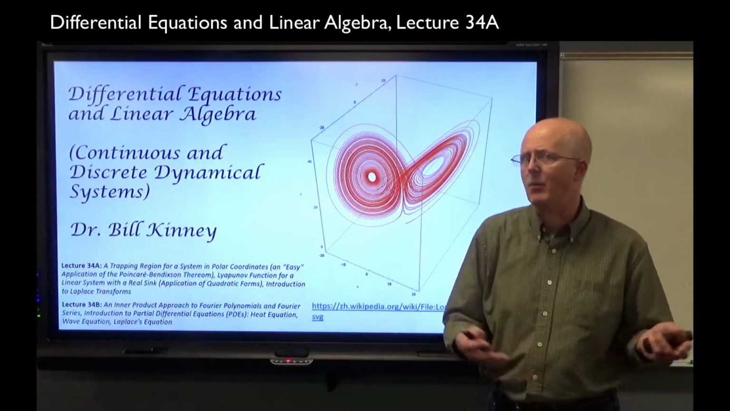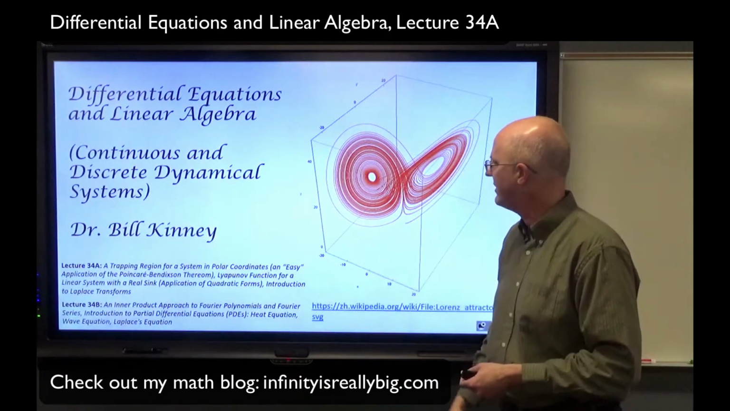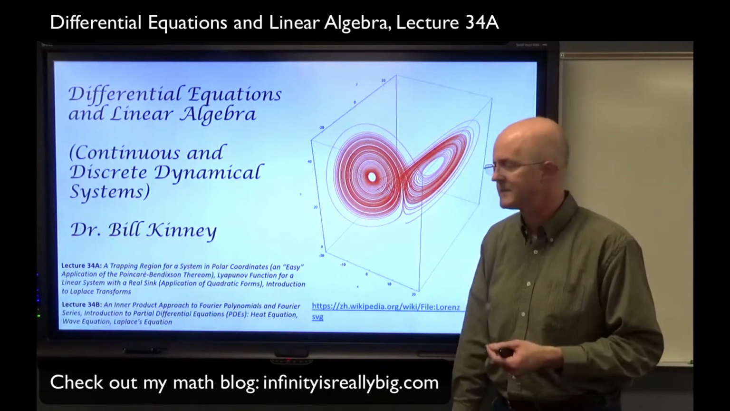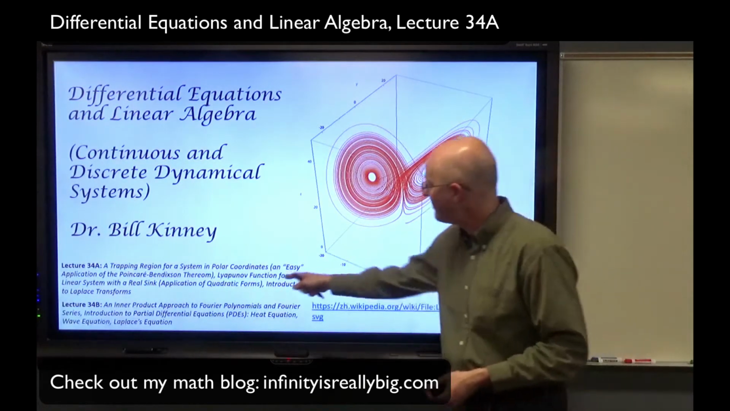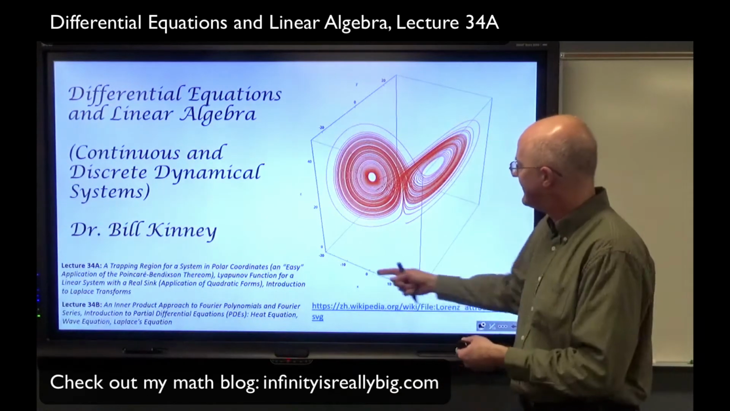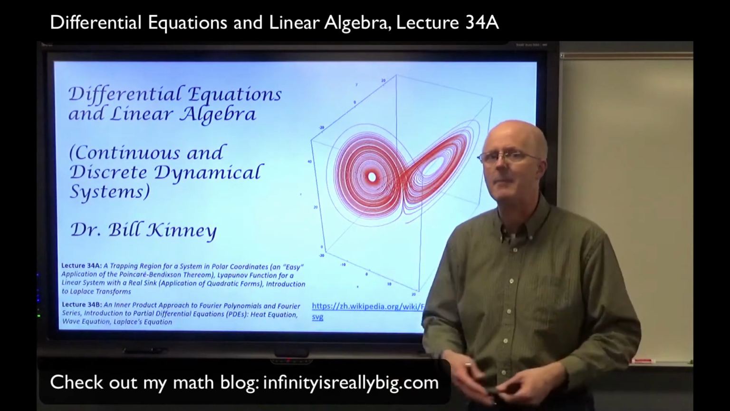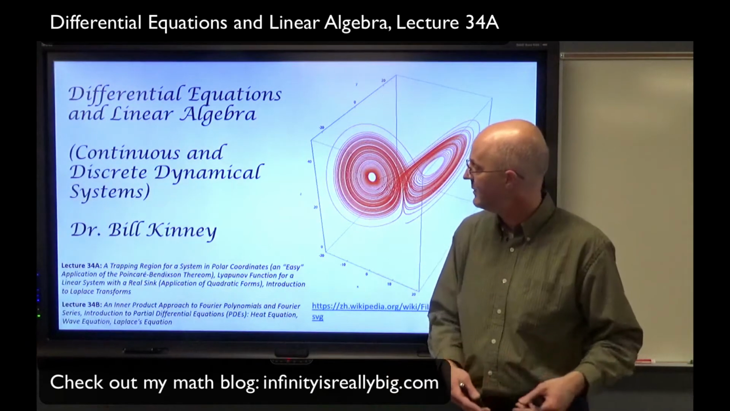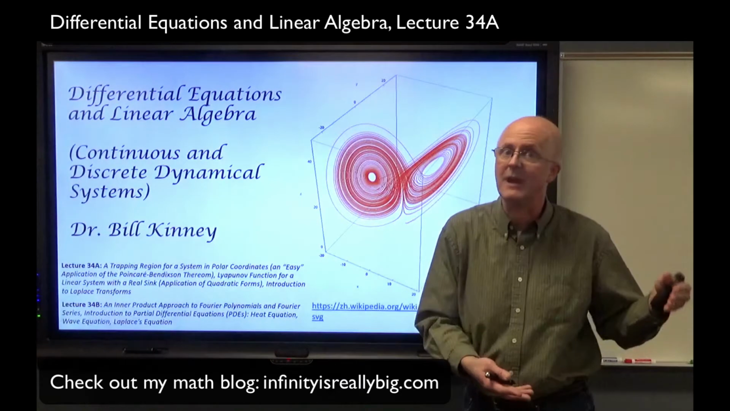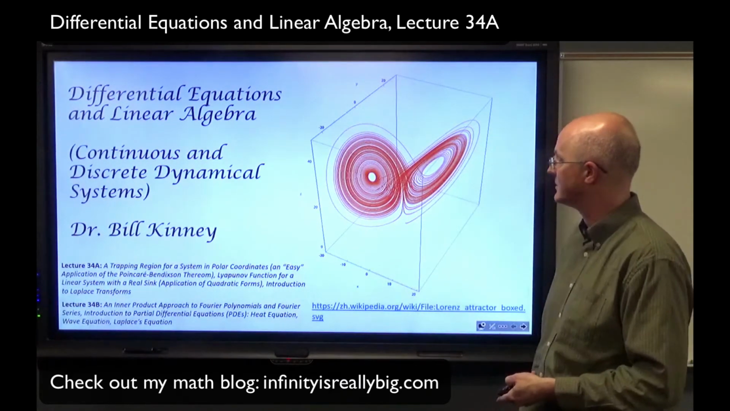In 35A, we'll look at a more complicated example. We'll also look at a Lyapunov function for a linear system with a real sink at the origin. It will be an application of quadratic forms that we've been talking about in the B lectures. Then at the end, we will introduce the idea of Laplace transforms, our last main topic in the A lectures. That will continue to be our main topic actually in 35A, 36A, and 37A. But we will continue with some other stuff as well.